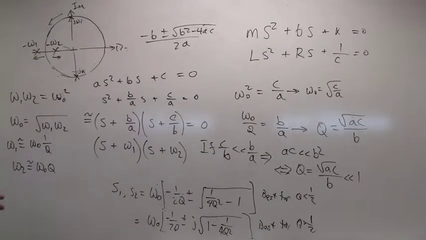Now this is really something because this is nice and simple. It means something. Omega naught is the average of the two frequencies. It's the square root of whatever C over A was. It's a meaningful quantity.